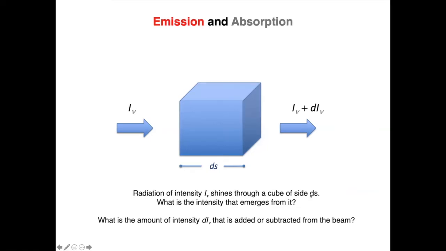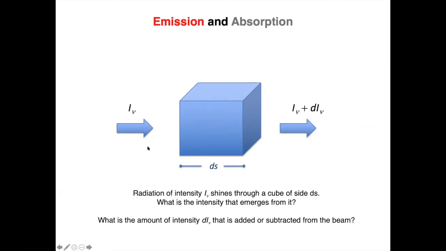So consider a situation like this. You have a light ray with intensity I that is traversing a slab of material here, this cube. The intensity in general is going to be both removed from the beam by absorption events and then added to the beam by emission events. So the intensity that is going to come out from interaction with matter in this cube is going to be modified by amount dI.